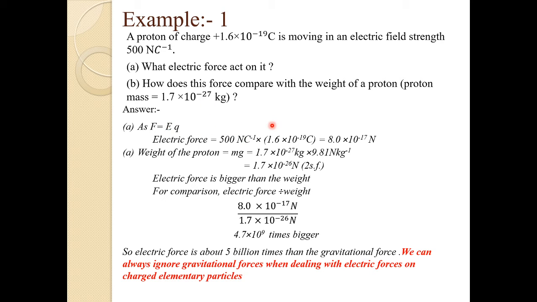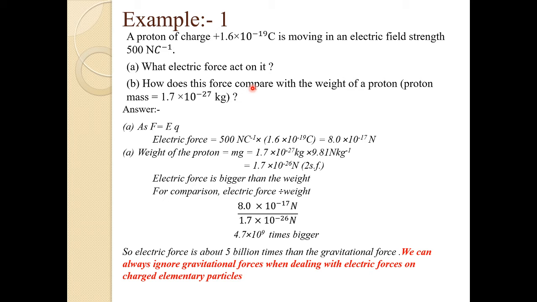Substitute E, substitute Q. Here, don't expect the charge Q to be given in the exam questions, because the charge of the electron is given at the back of the paper in the formula sheet. So here it is given. But if it is not given and it says proton, you must understand the charge is this. It's similar to the electron charge, and we can calculate by multiplying field strength and the charge. So we have the answer, 8 × 10^-17 newton, as the electric force.